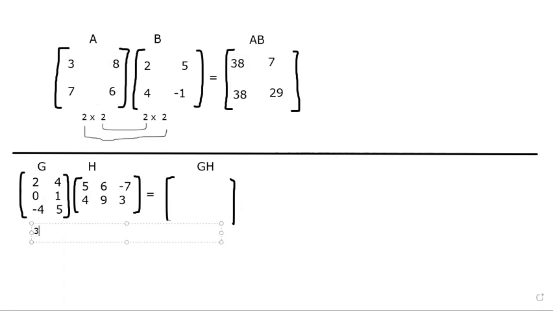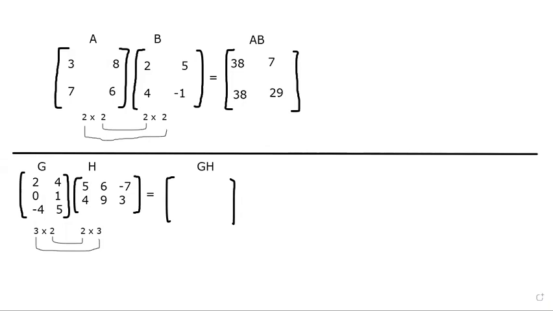Now, here I want to look at matrices that have different sizes. So here we have a 3 by 2. That's 3 rows and 2 columns. And over here we have 2 rows and 3 columns. So they're different sizes, but we want to see if we can do it. The inside numbers are the same, so yes, we can execute this. The outside numbers are 3 and 3, so it's going to give us a 3 by 3 matrix.